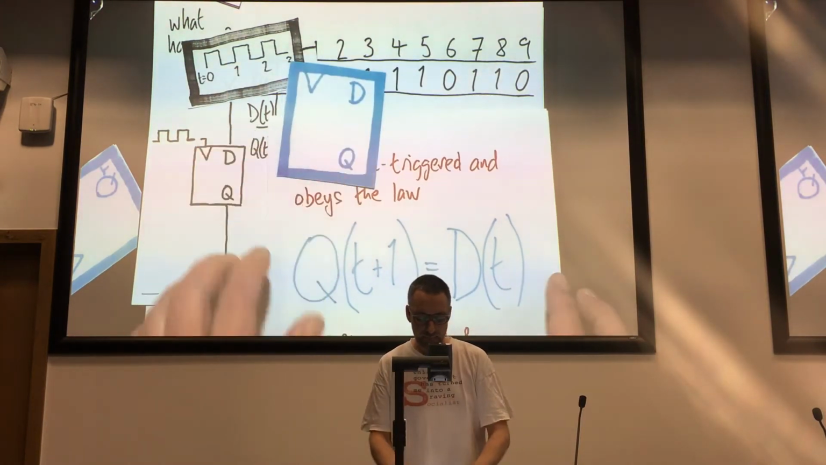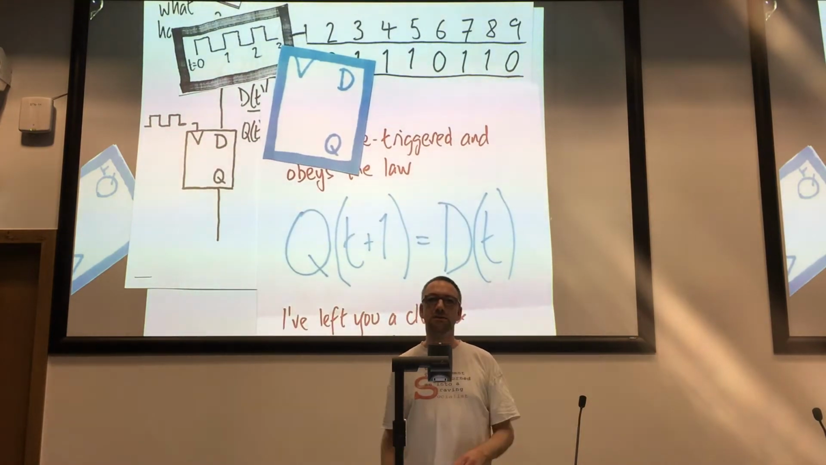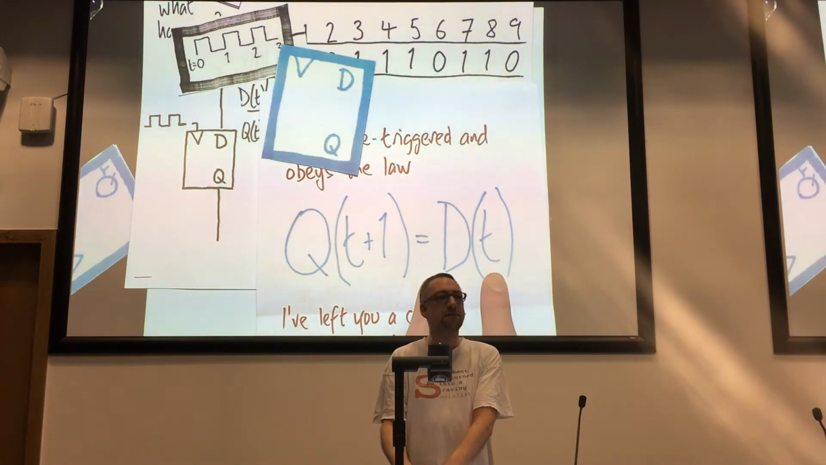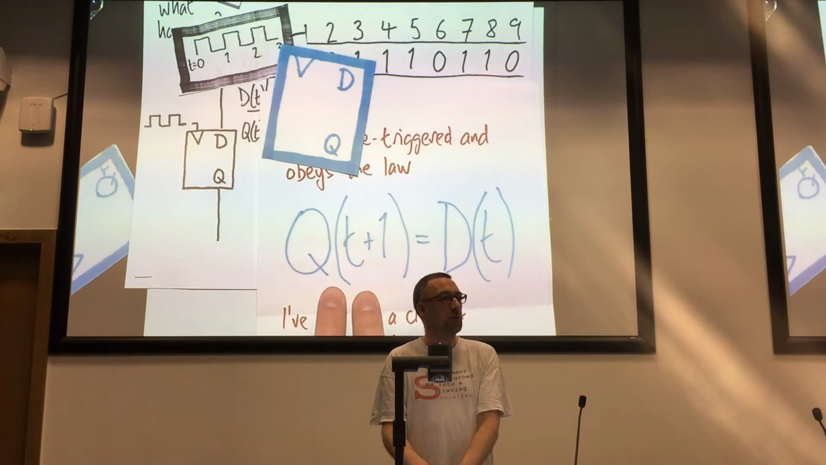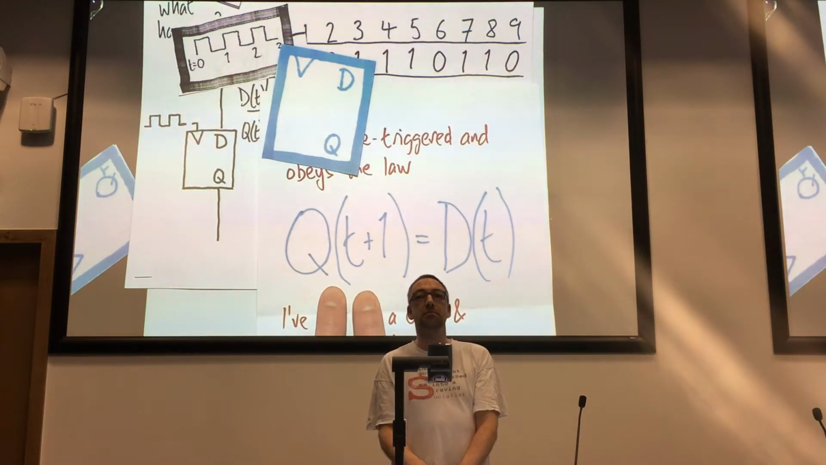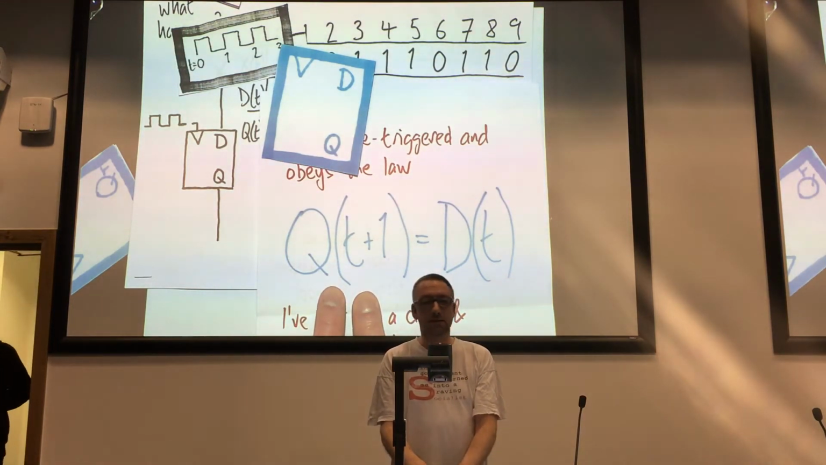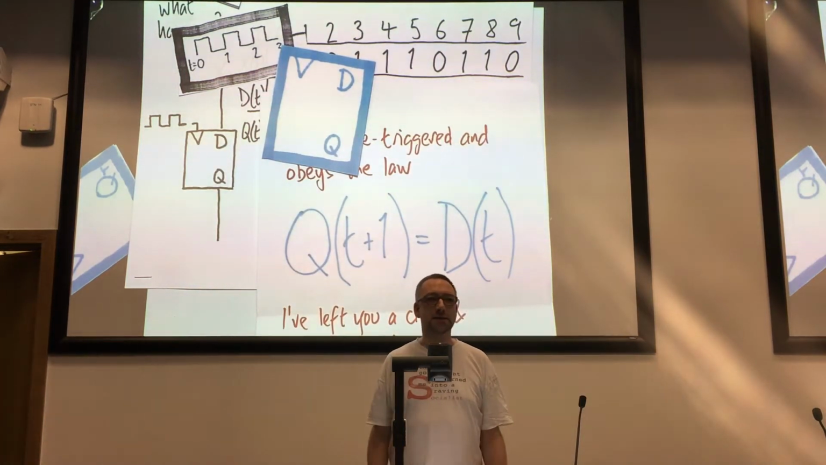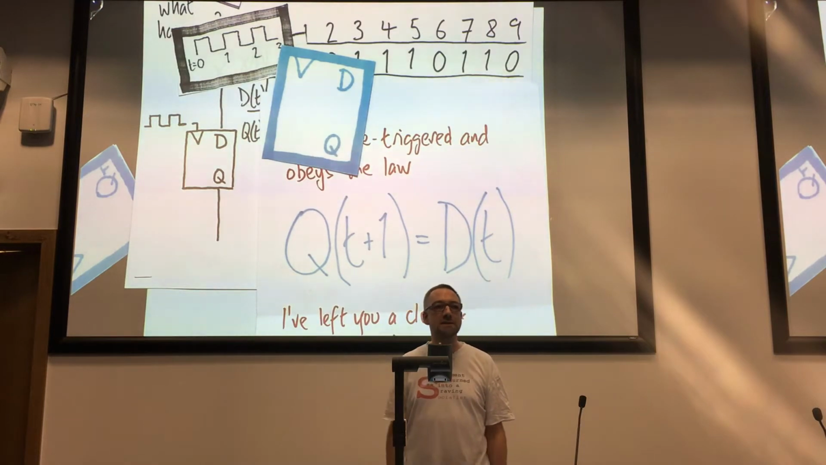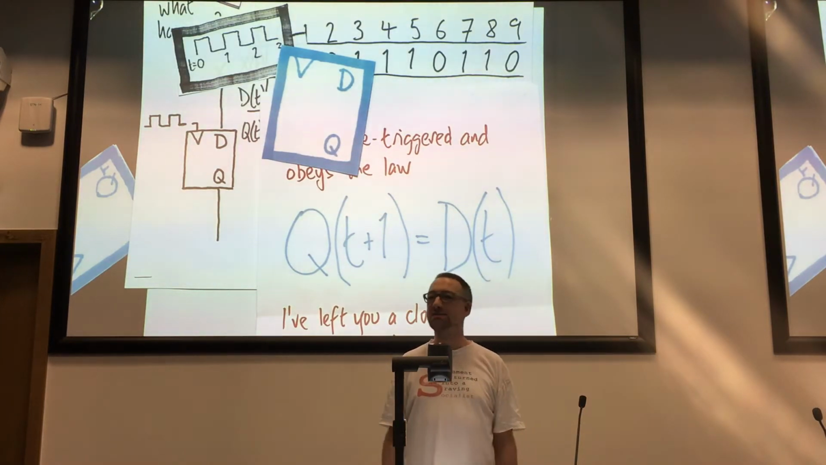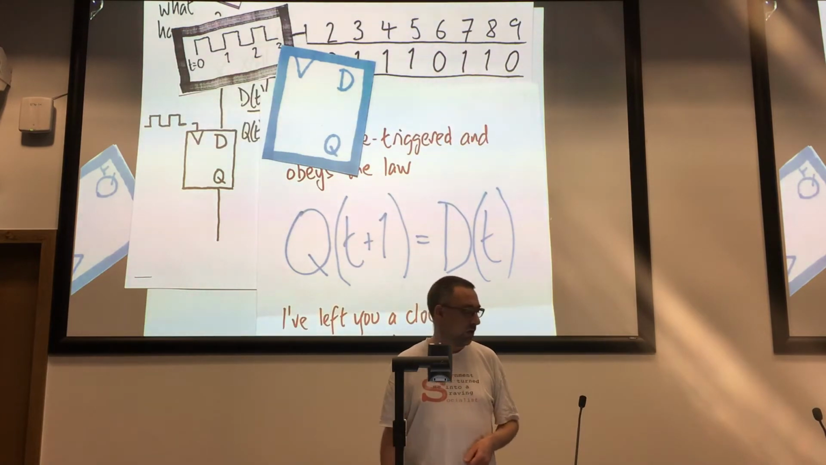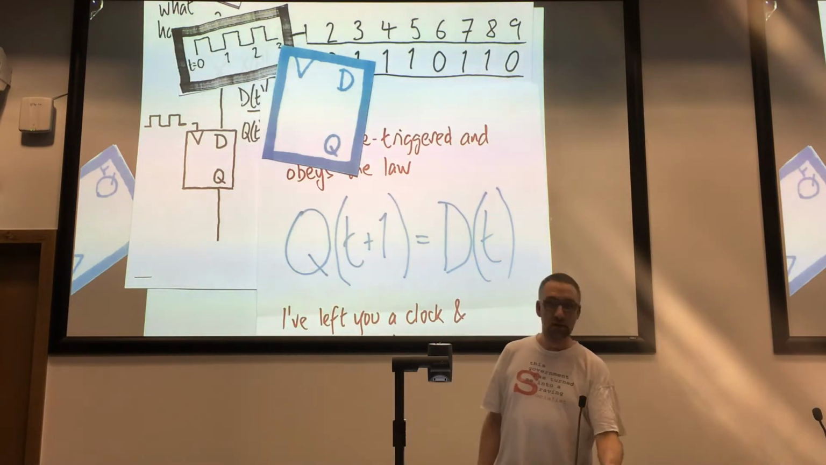So the rule for the D flip-flop says that whatever comes in at D at a given time t, that's what comes out from Q at time t plus 1. That's to say, there's a signal that arrives at some time, and it's remembered one tick later. It arrives at D at a given time, and it comes out again from Q one tick later.